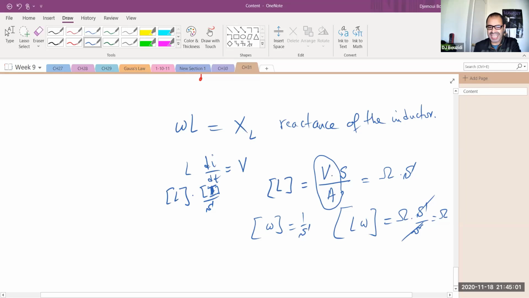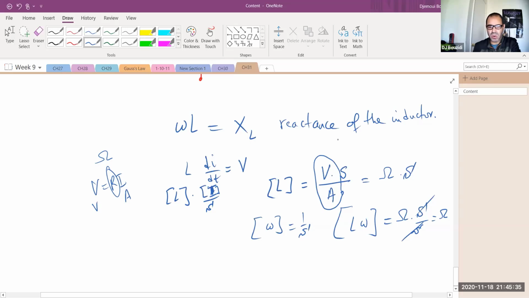Because from this expression, L di over dt, L times an amp divided by a second is a volt. So if you multiply both of them by the amp, you will have a volt divided by an amp. That's Ohm's law, V equals Ri, by the way. So if this is a volt and this is an amp, the unit of V over A is actually an ohm. Okay, so the unit V over A is an ohm times a second, but omega, which is the radians per second, is the angular frequency, and it's 1 over second, so when we multiply L times omega, it's an ohm.